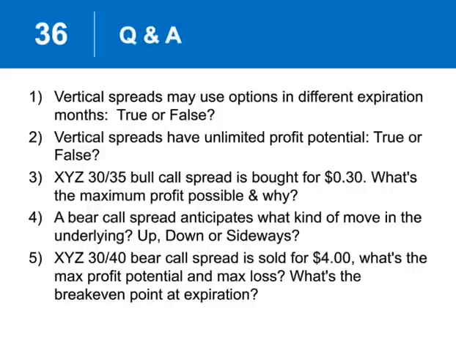And our break-even point is going to be that 30 strike plus the $4 we take in. So our break-even point at expiration is going to be 34. 34 and lower, we make money, less commissions. Above 34, we're not making money.